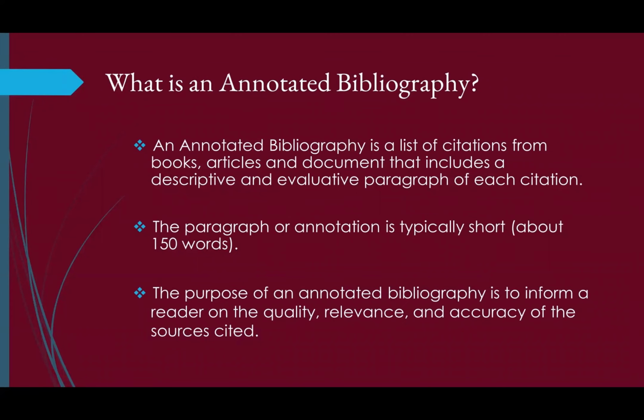What is an annotated bibliography? An annotated bibliography is a list of citations from books, articles, and documents that includes a descriptive and evaluative paragraph of each citation. The paragraph for your annotation is short, only about 150 words, because the purpose of the annotation is to inform a reader on the quality, relevance, and accuracy of the source.